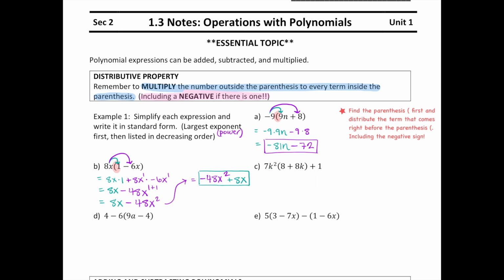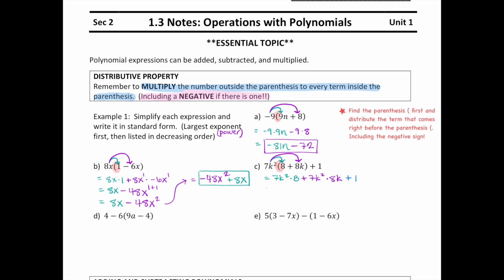For this example, find the left open parentheses and take the term that's in front of that and distribute through. The 7k squared is being distributed to the 8, so 7k squared multiplied by 8. The 7k squared is also being multiplied. It's a positive 7k squared. It's also being multiplied by that 8k. And then we have this plus 1 at the end. Notice that the 7k squared doesn't get distributed to that plus 1 because the plus 1 is not inside of our parentheses. The 7k squared only gets distributed to what's inside of our parentheses.